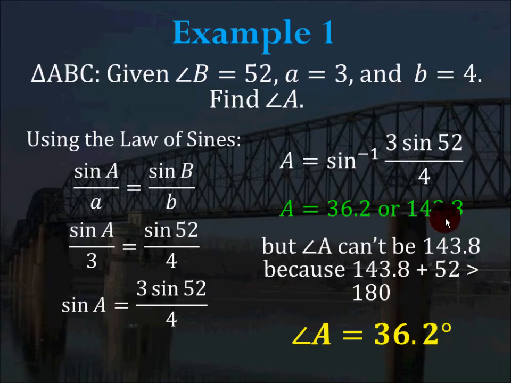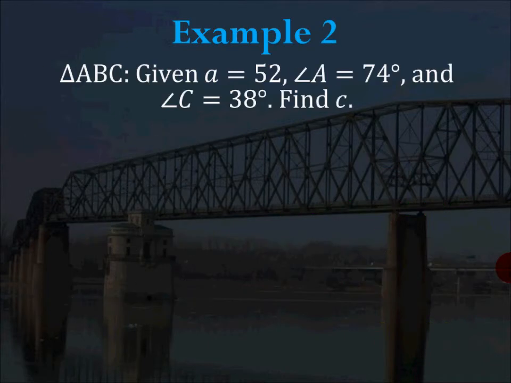In this case, if you use 143.8, that's not going to be a plausible triangle because you already have an angle that's 52. That's going to be well over 180 when you add them together. So again, the law of sines is a lot of plugging and chugging, but watch out for this little wrinkle, because the inverse sine could yield two possible answers.